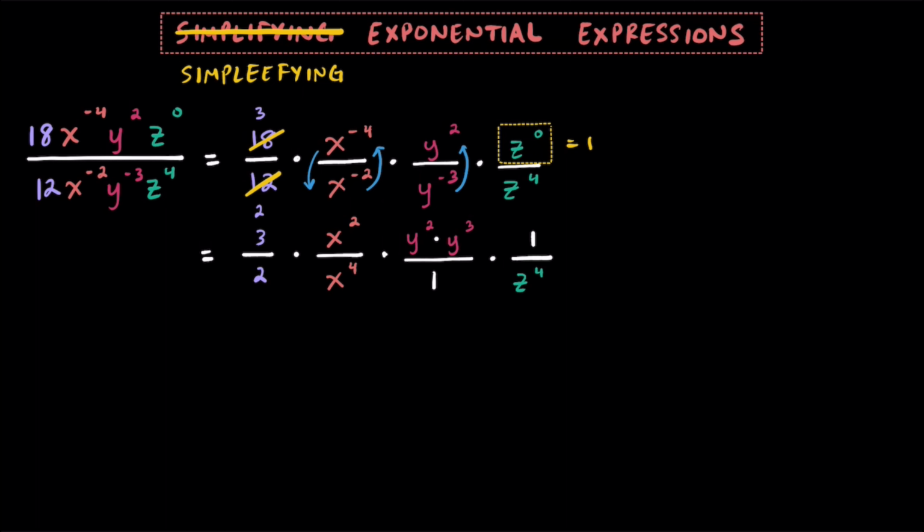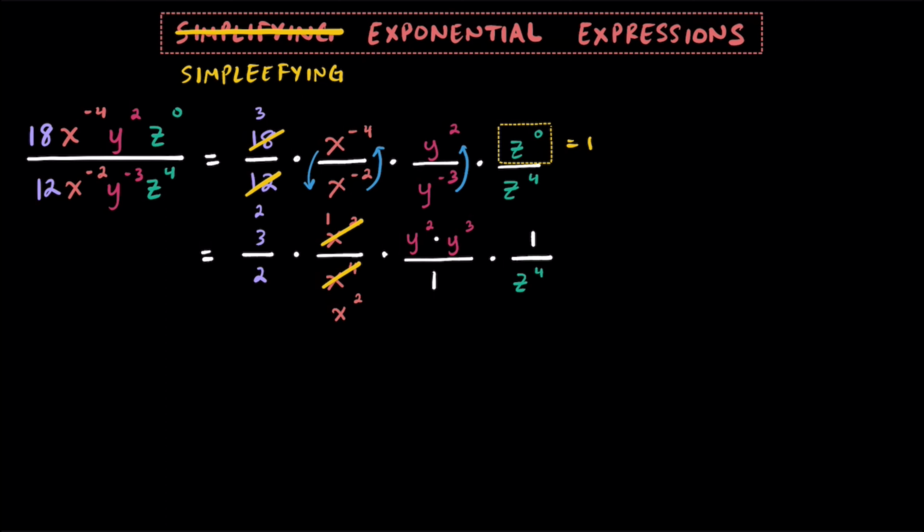Now let's go ahead and clean this up a little bit more here. So the 3 and 2 are relatively prime, they have nothing else in common. Now for the x's, the numerator has 2 of them multiplied together and the bottom has 4, but they both have 2 of them in common. So if we divide them both by x squared, we're going to be left with a 1 on top and x squared on bottom.